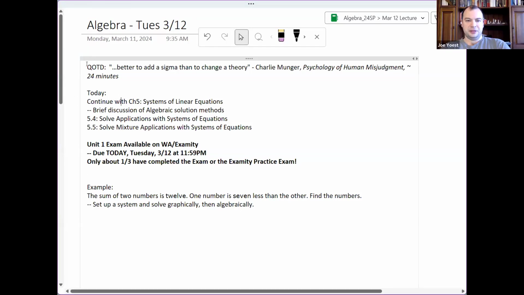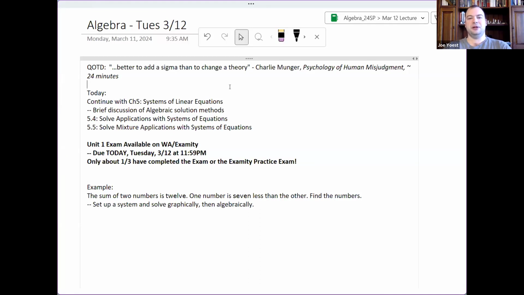Okay, so the quote of the day today is by Charlie Munger. If any of you know Berkshire Hathaway, Warren Buffett and Charlie Munger have run a big company called Berkshire Hathaway for a very long time. Charlie just died in the fall. He was almost 100 years old, still at the helm of Berkshire Hathaway, as is currently Warren Buffett, who is also in his 90s.